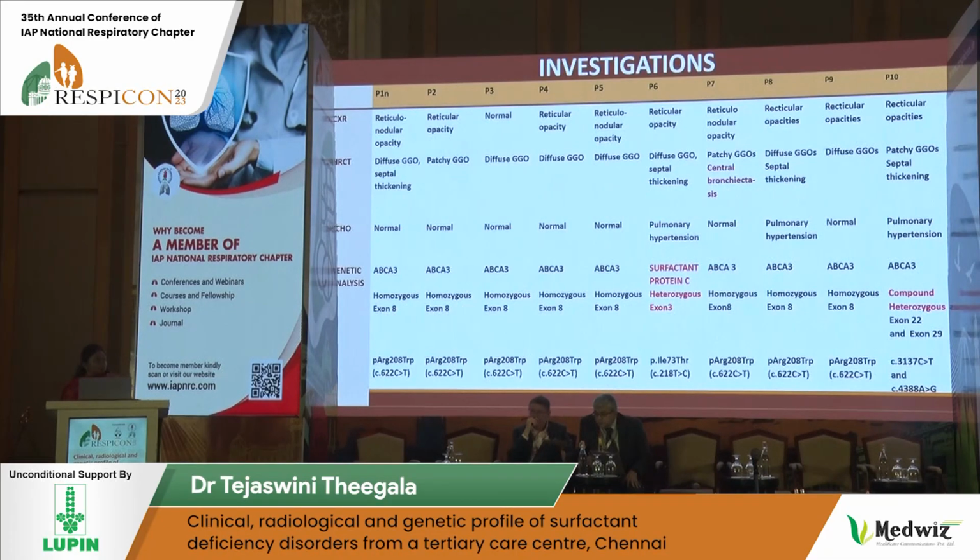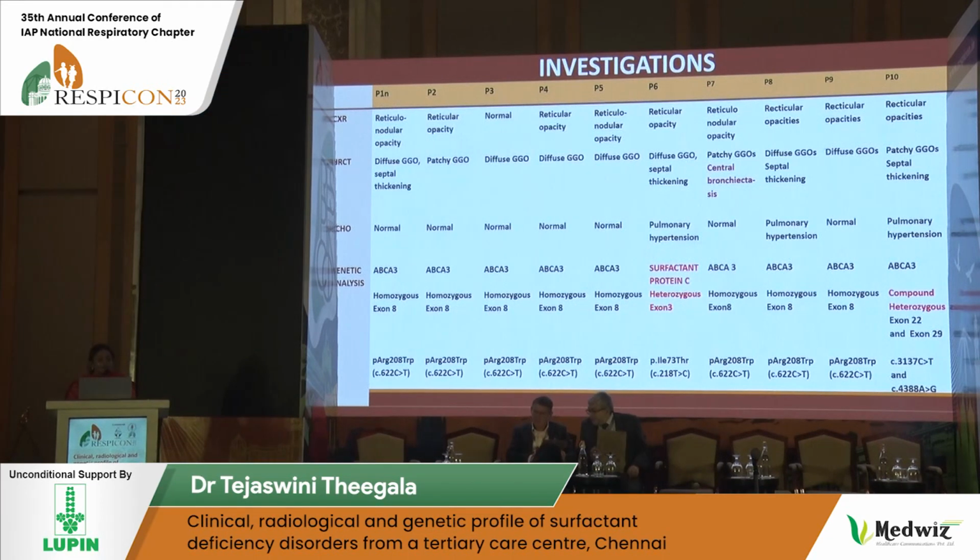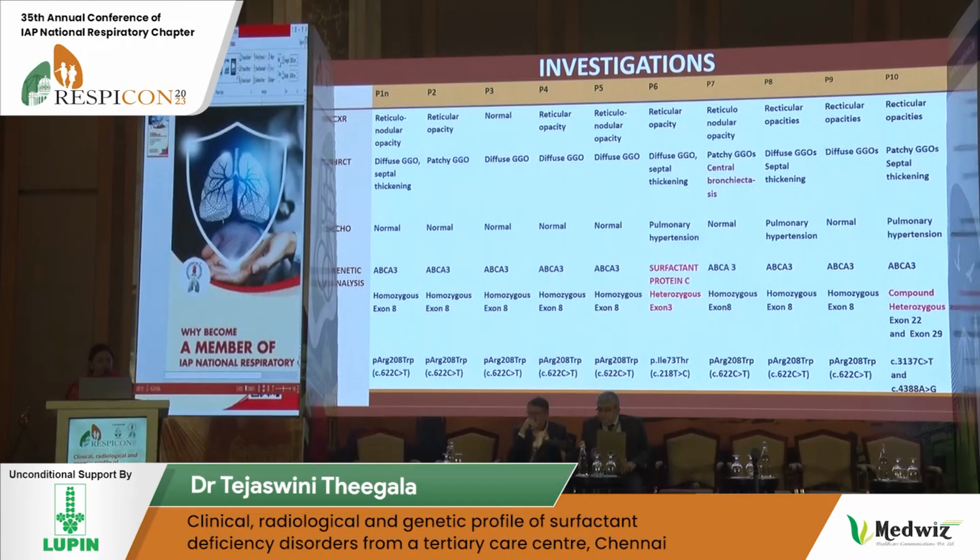Coming to radiological and genetic profile, all children had reticular and nodular opacities, and HRCT findings show diffuse GGO and septal thickening in few cases, and only one child has central bronchiectasis. Echo showed pulmonary hypertension in 3 cases. It was severe in 1 case and mild to moderate in 2 cases.